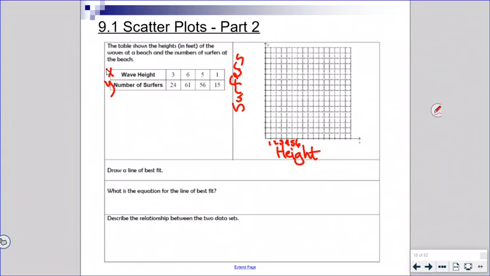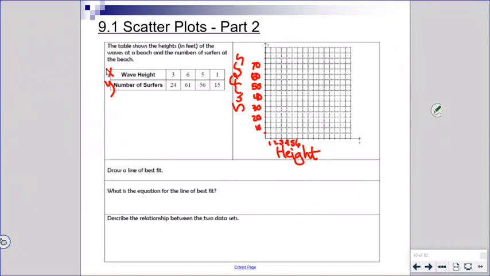What I'm going to do with the number of surfers is every other block I'm going to go by 10. So this would be 5, 10, 15, 20, 25, 30, 35, 40, 45, 50. What do I have to do? 60, and 70. All right.